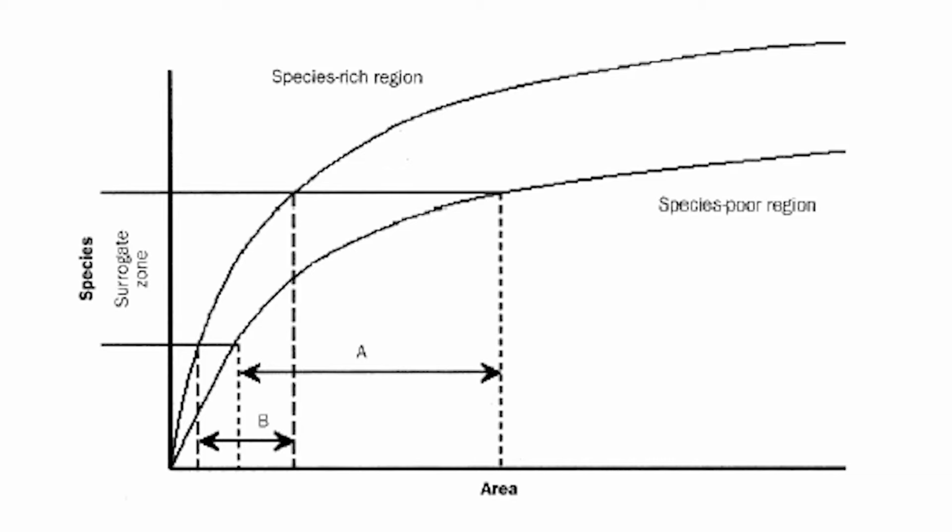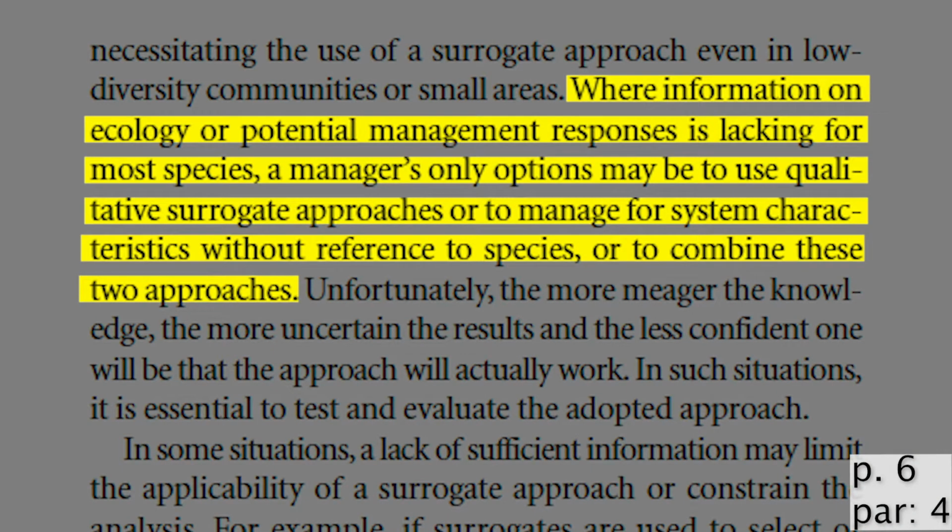The extent of knowledge of the organisms in an area also influences the feasibility of a surrogate or group management approach. Where information on ecology for potential management responses is lacking for most species, a manager's only options may be to use categories or a surrogate approach to manage the ecosystem without species-specific information.